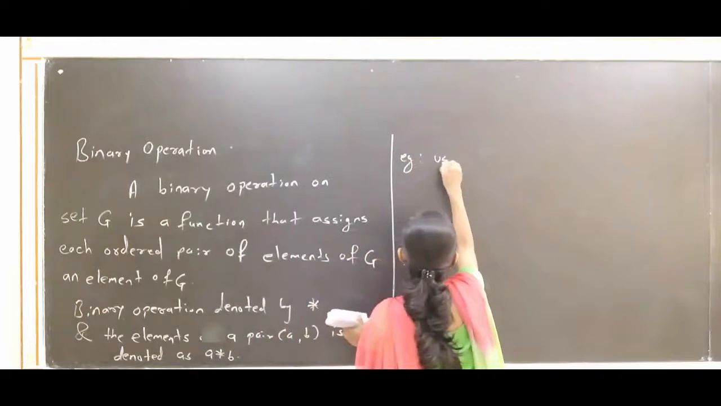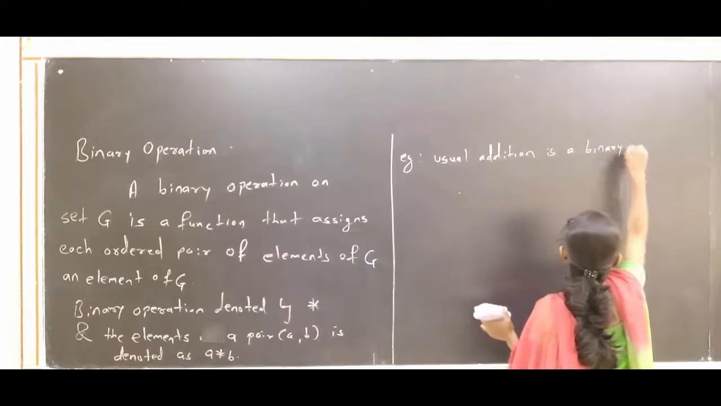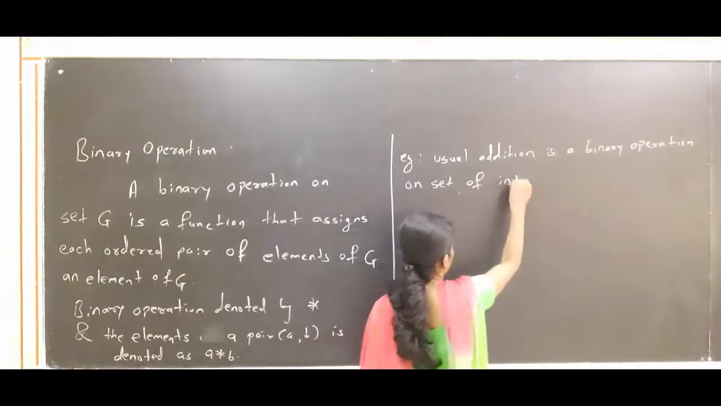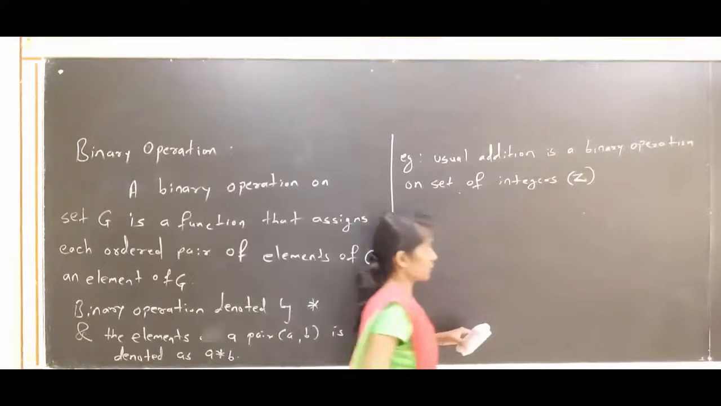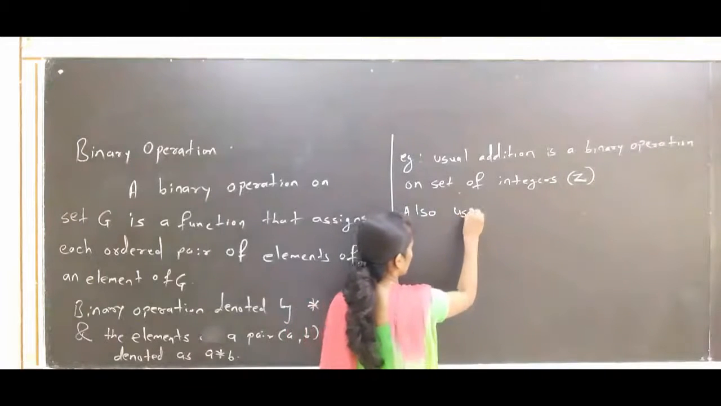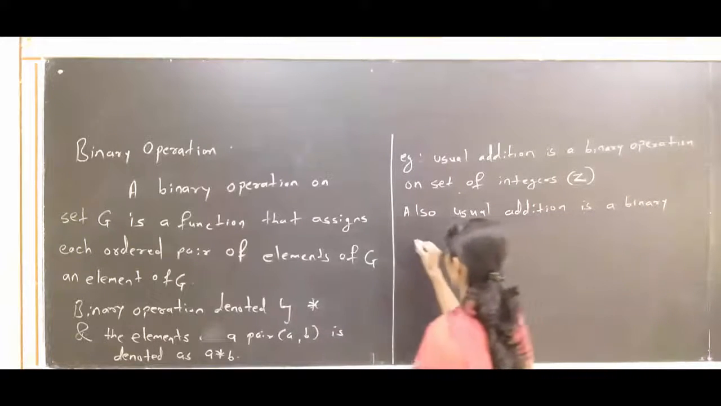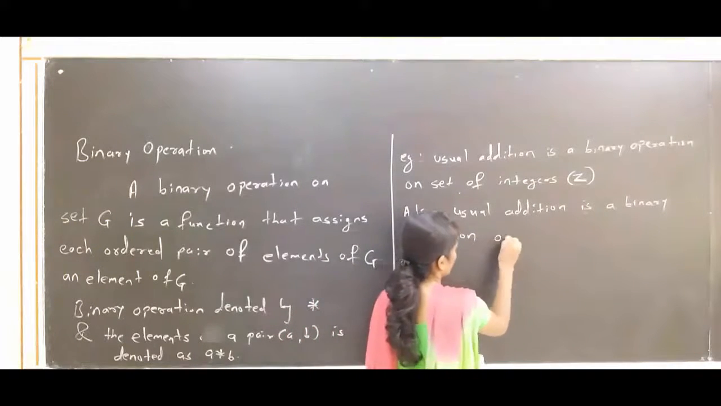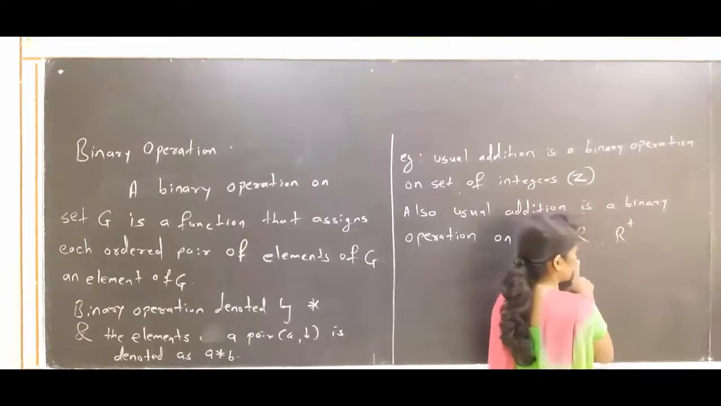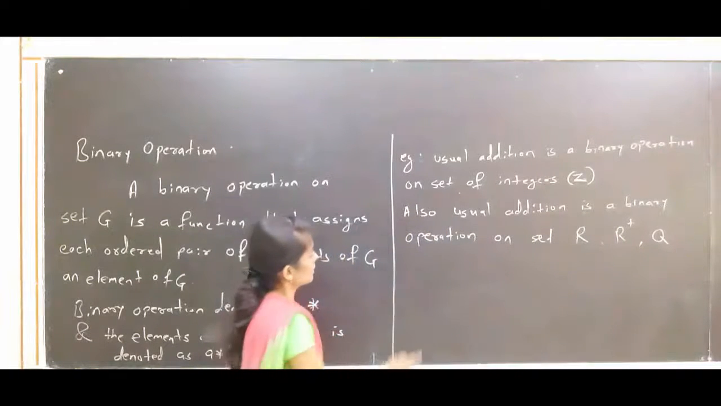Example: usual addition is a binary operation on the set of integers Z. Also, usual addition is a binary operation on the sets R, R star, that is the set of real numbers, the set of positive real numbers and rational numbers. Okay, so this is the example.